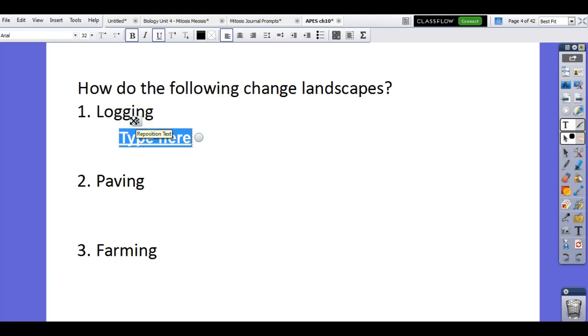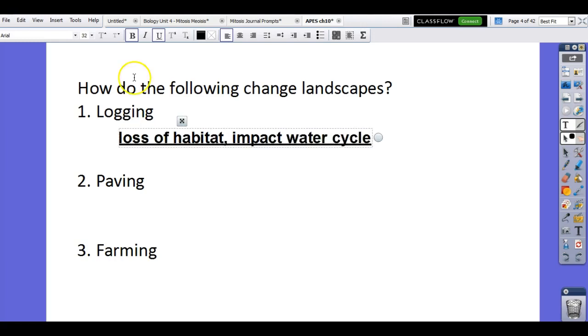Well, if we cut down trees, we would lose habitat, so loss of habitat, okay? It would impact the water cycle, because remember the water cycle, we have evaporation happening from those trees and from those plants, okay? We might get some soil erosion. Why? Because the roots of those trees are holding that soil in place.